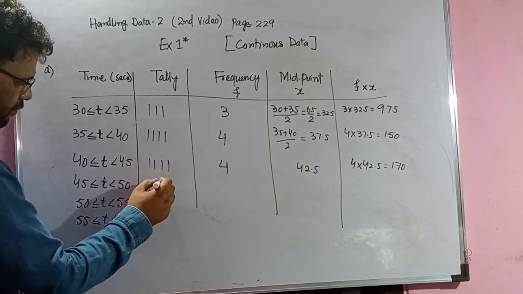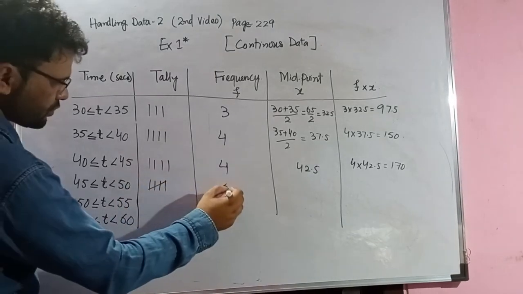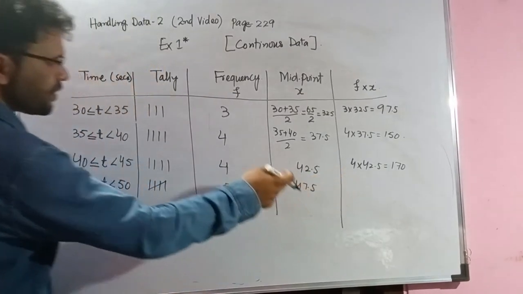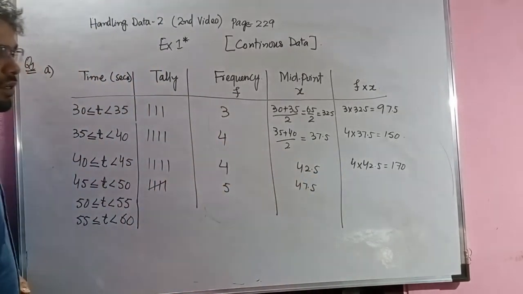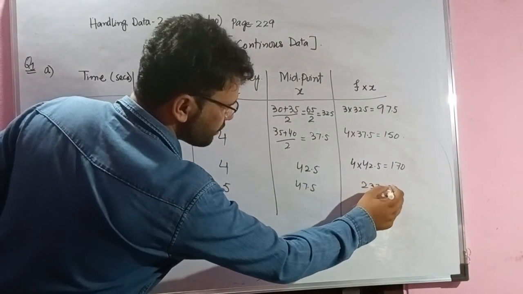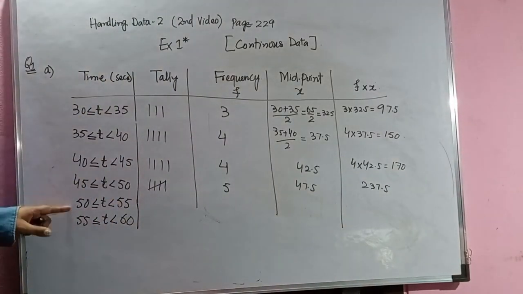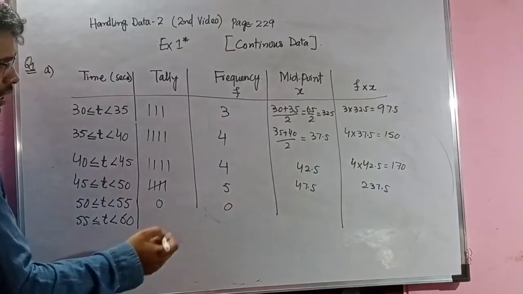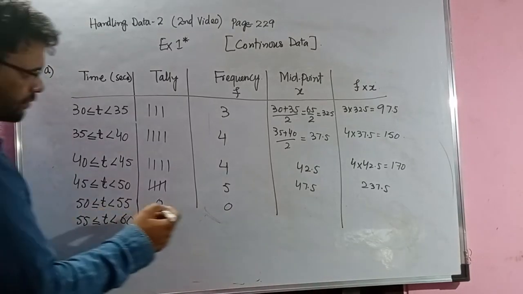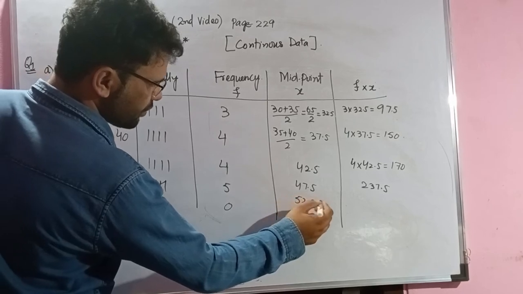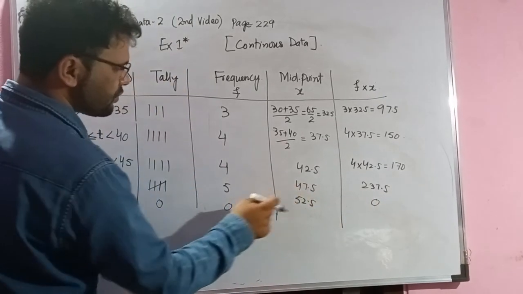In tally marks we have 1 2 3 4 5. Here I should write 5, and here the midpoint will be 47.5, and the product of f and x will be 237.5. In the next class there is no value, so it is 0 here. The midpoint will be 52.5, but we will get 0 because f into x is 0.